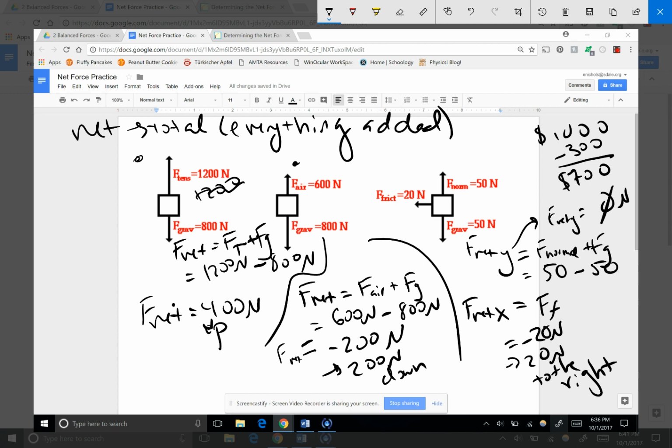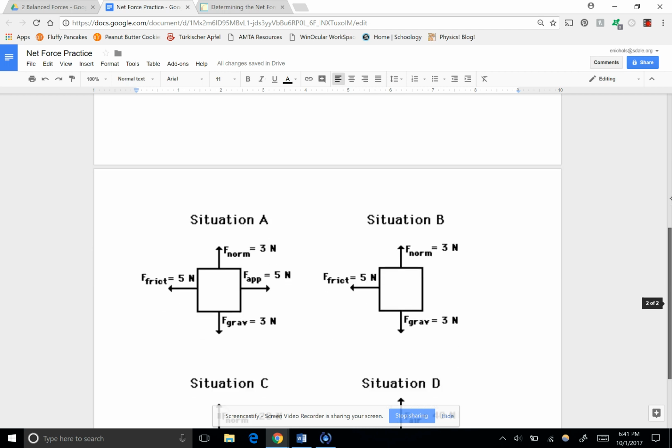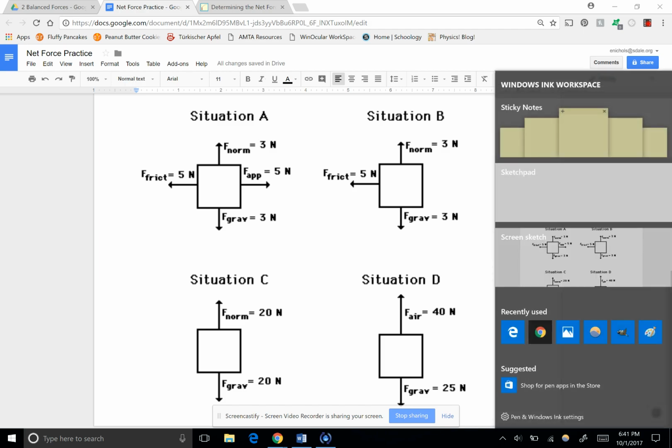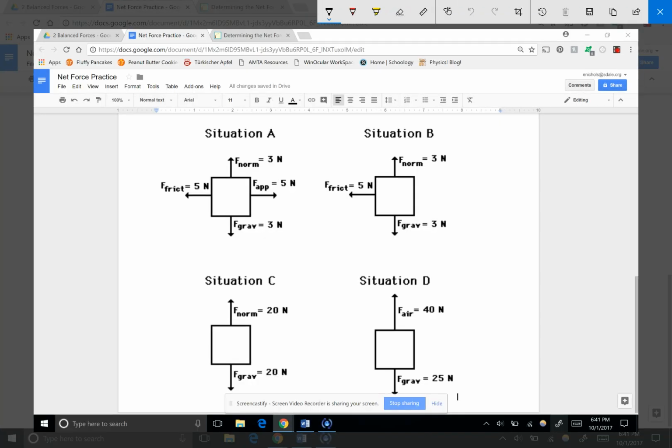I have some more, just so you can keep seeing, maybe you can see the pattern. Okay, so let's scroll down. Got 4 new situations here. I want to do a screen sketch. These two, situations C and D, only have one direction. I can quickly see for situation C, F net is going to equal 0, because net is going to be equal to the normal plus the gravity. So it's going to be 20 minus 20 equals 0.